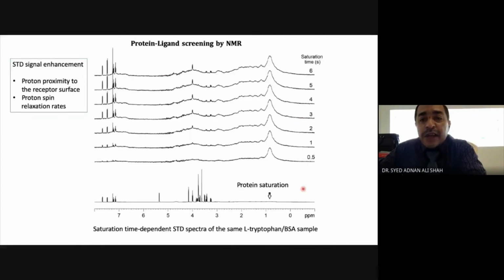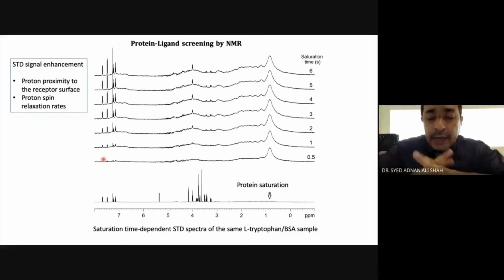So this is a time study. As you increase the saturation time, meaning you saturate the protein, the signal will increase in the case of L-tryptophan. What is this signal increase telling us? It gives information about the proton proximity to the receptor surface. As you increase the saturation time, there is more and more binding of L-tryptophan with the BSA. So this increase in the resonances gives a lot of information about the binding of the ligand with the protein.